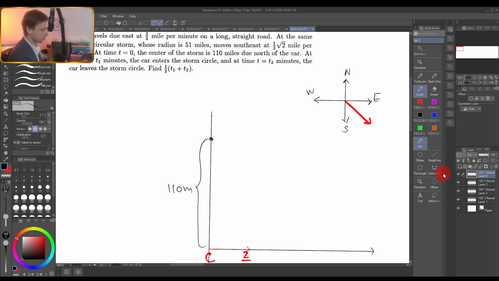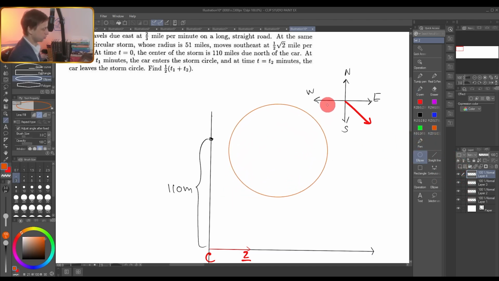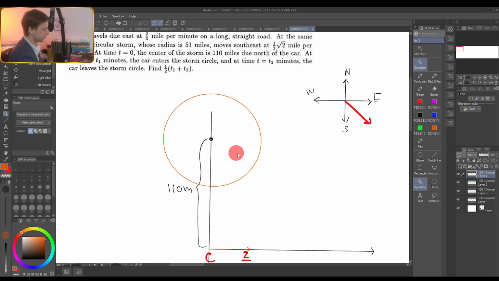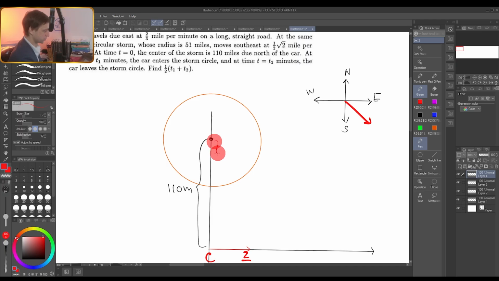It means that we have to make a picture and draw some circle. It will be this total circular storm, and let's make it like this. So this radius is 51. Let me mark here that this radius of the circular storm is 51. Better on the other side where we have distances. So this is 51.